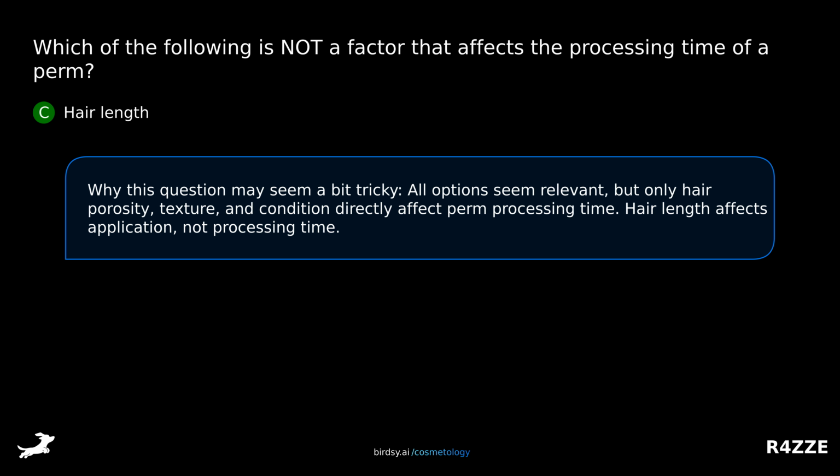Why this question may seem a bit tricky: all options seem relevant, but only hair porosity, texture, and condition directly affect perm processing time. Hair length affects application, not processing time.